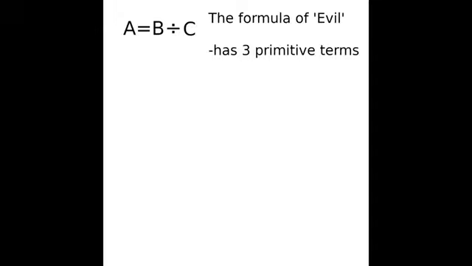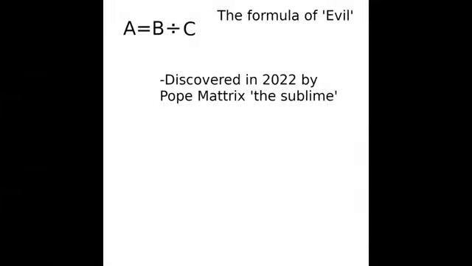So the formula of evil has three primitive terms, the A, B, and C, and we've already gone over that. So we can see that the A and the B are definitely equal, and the B and the C are related. We'll say that the B term in the middle is related to the C term. Next slide. It was discovered by Pope Mattrix the Sublime in 2022.